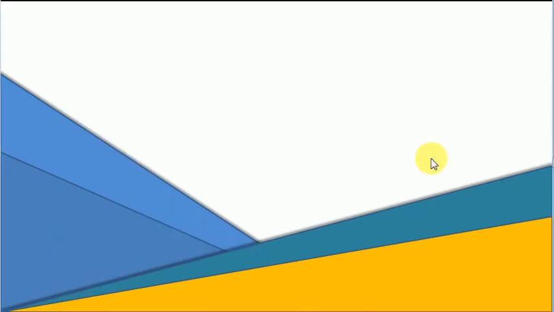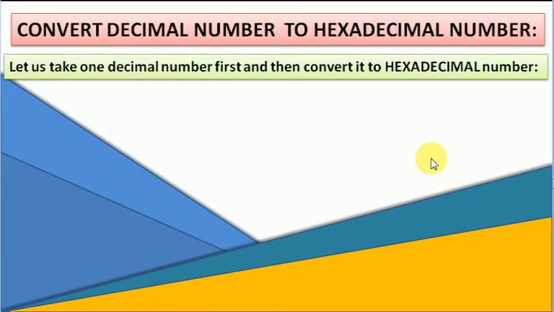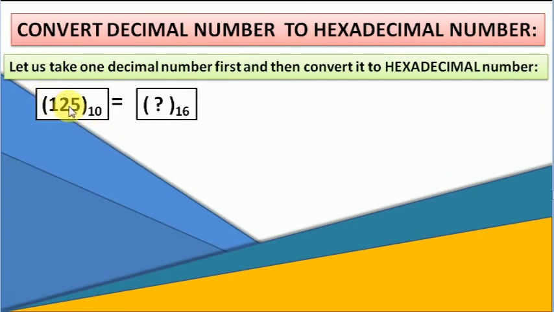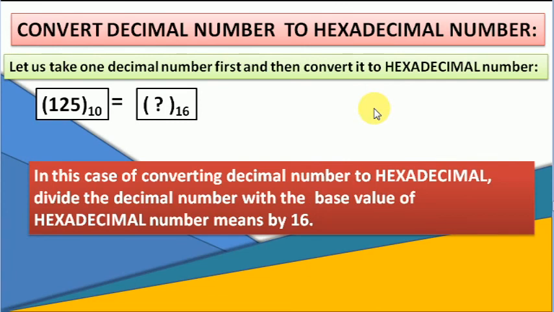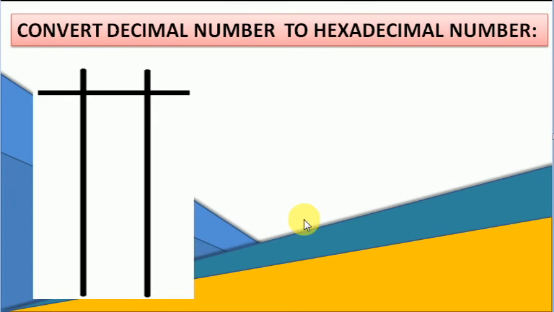Now we discuss the next one, converting a decimal number to a hexadecimal number. Let us take one decimal number and start converting it to hexadecimal. The number is 125. 125 is a decimal number and we are going to convert it to hexadecimal. It means we divide the decimal 125 by the base value of hexadecimal, which is 16. Here it is written also that we divide the decimal number by the base value of hexadecimal, that is 16.